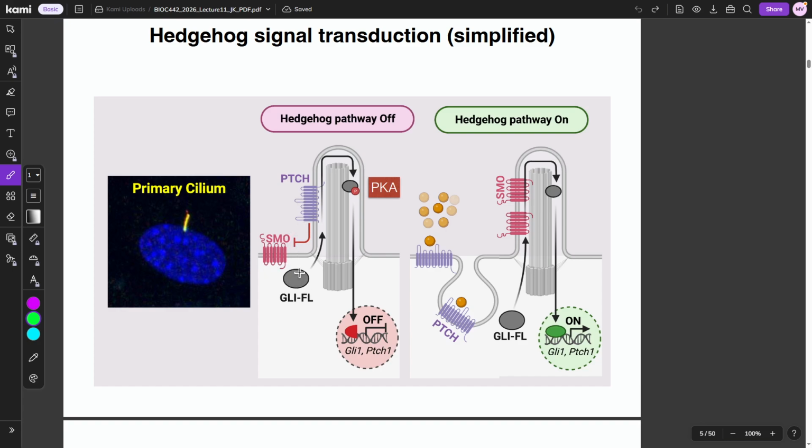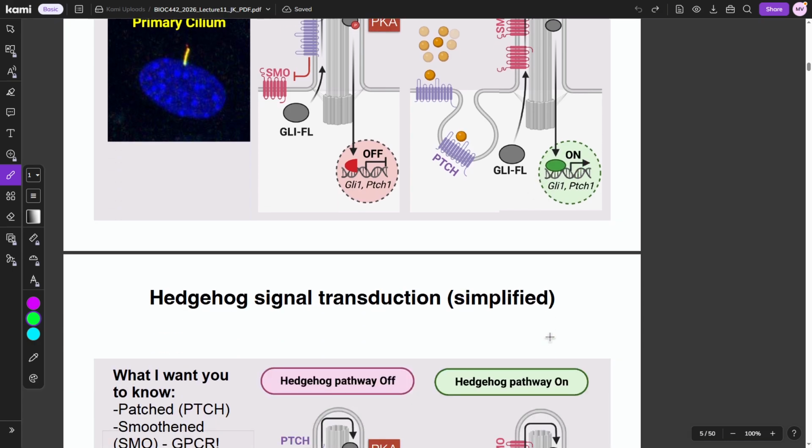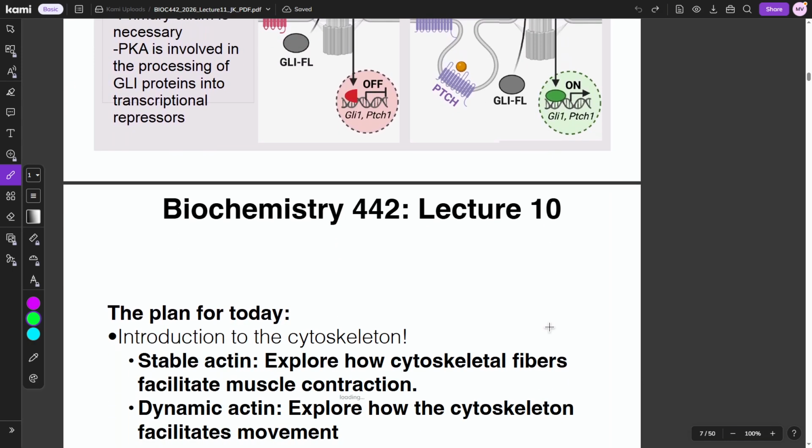Patched inhibits smoothened. The Gli is phosphorylated, and the phosphorylation leads to cleavage, turning it into a repressor. When patched is inactive after hedgehog is bound, smoothened stops Gli from being phosphorylated, so Gli is no longer cleaved, and so it just acts as an activator instead. That's all I wanted to get across from that.